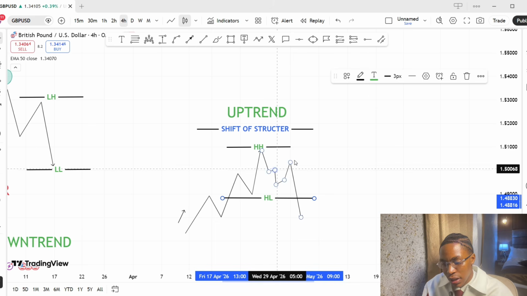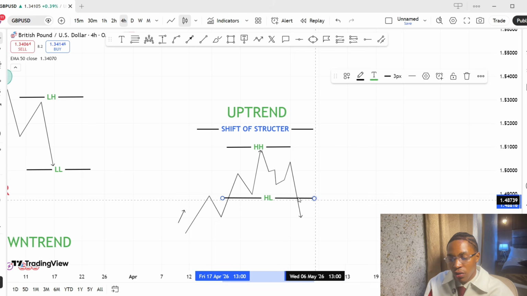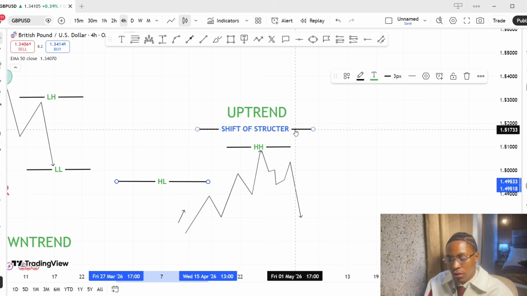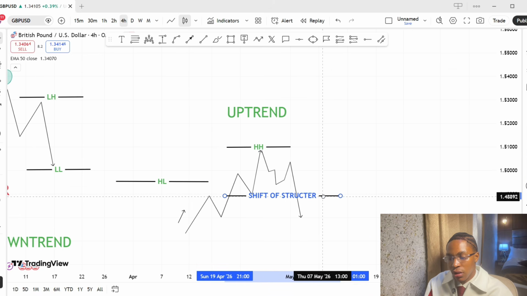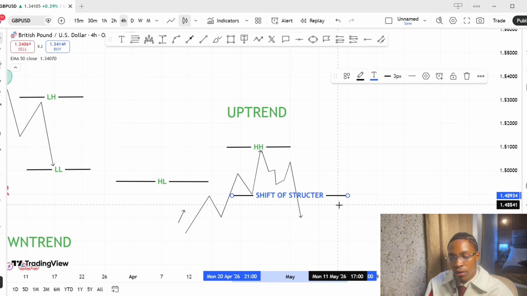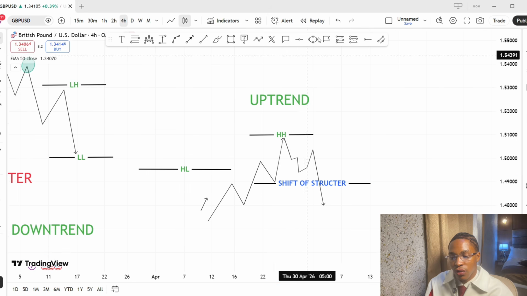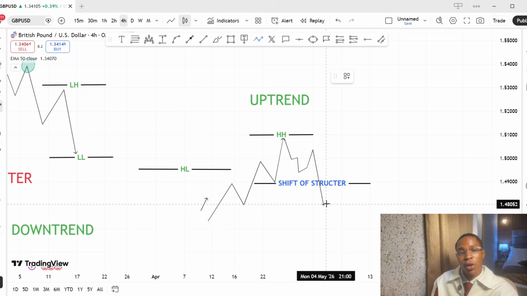5, 4, 3, 2, 1. If you said that we have shifted structure, you are correct, right? Because this is now a shift of structure. Okay, this is now a shift of structure. So what should you be looking for? You should start looking for sells. Why? Because we are no more going in an uptrend, we're now going in a downtrend.